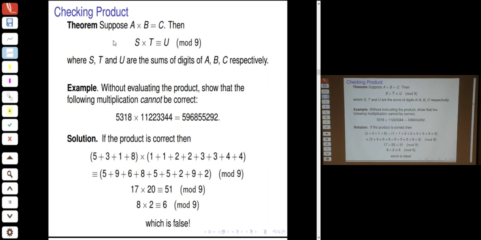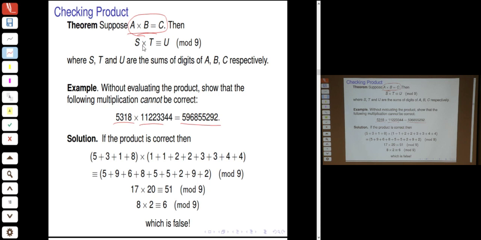Suppose you are given a product A times B is equal to C. You should imagine a product of very large numbers like this, and you want to check whether the multiplication is correct or not. One check you can do is to see whether this equation is true modulo n. In other words, modulo 9.